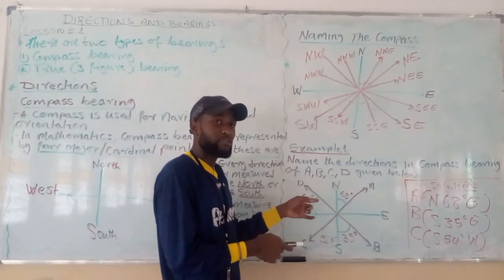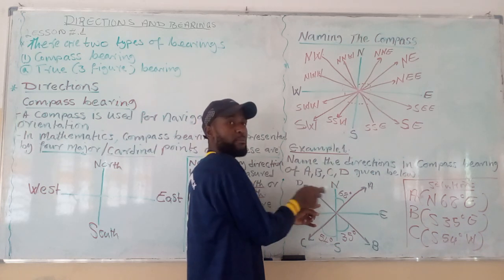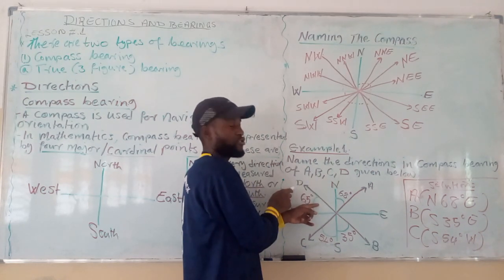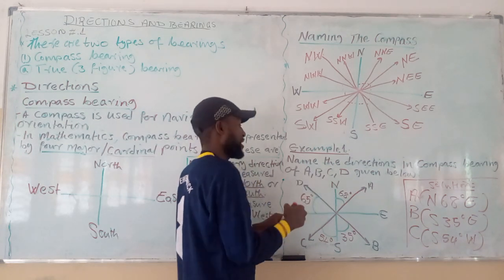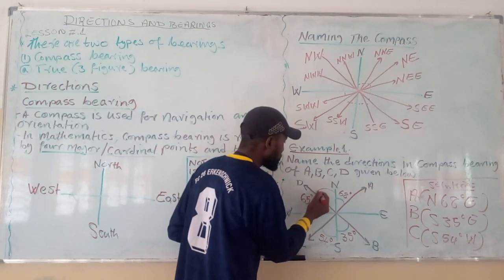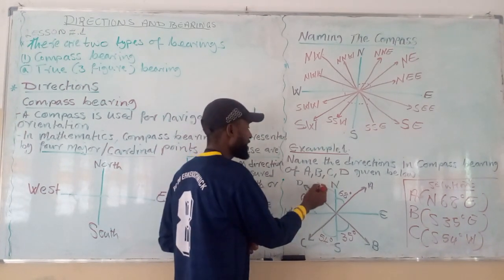So the direction they are talking about here is this direction, to D. So you are moving from north to D. It means this is the direction they are asking us for. This direction is what we don't know, so we need to find it. So how do I find this direction?